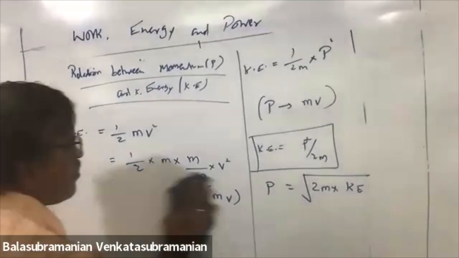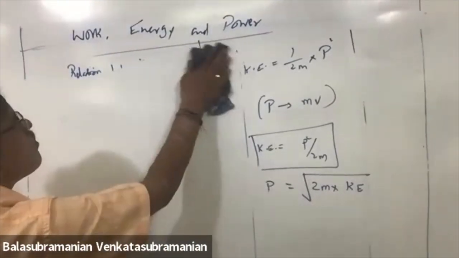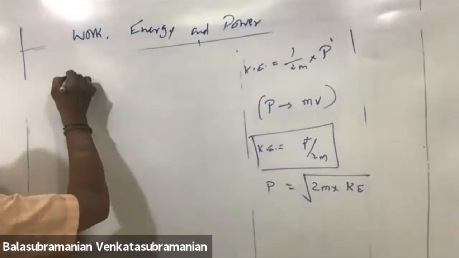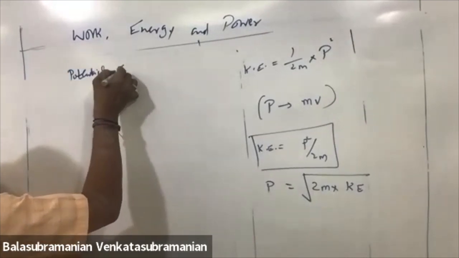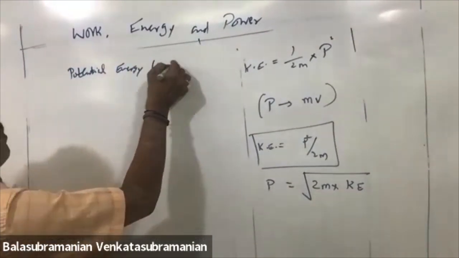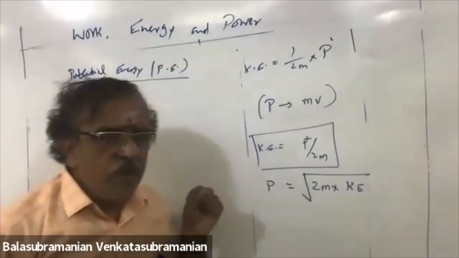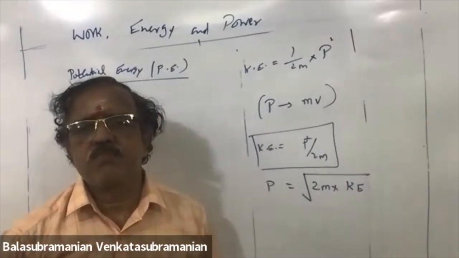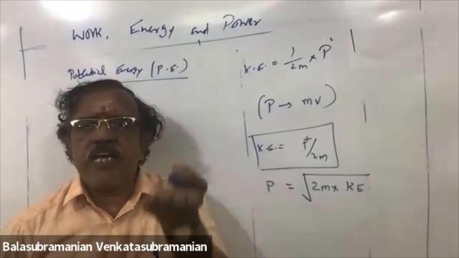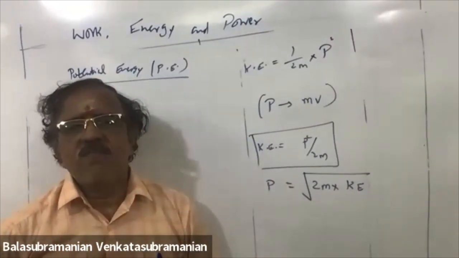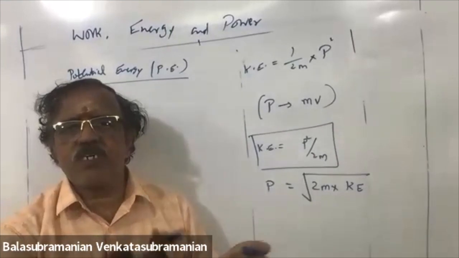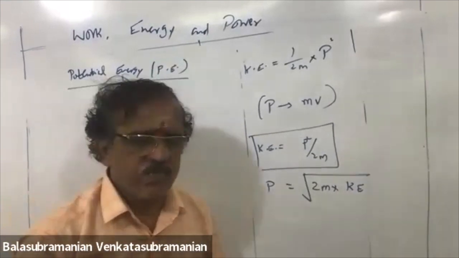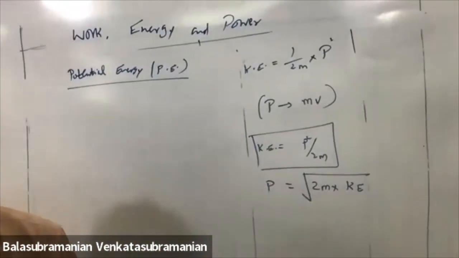Potential energy: energy possessed by the body by virtue of its position. A body raised to a height, or water stored in a tank, are examples of potential energy. Any body which is raised to a height, we call it as potential energy.